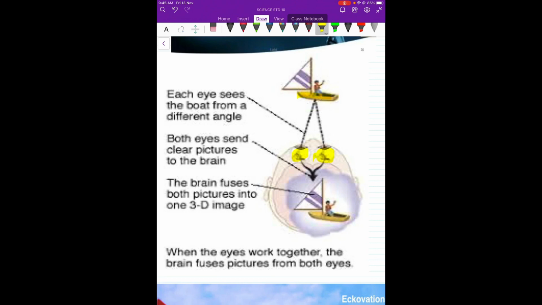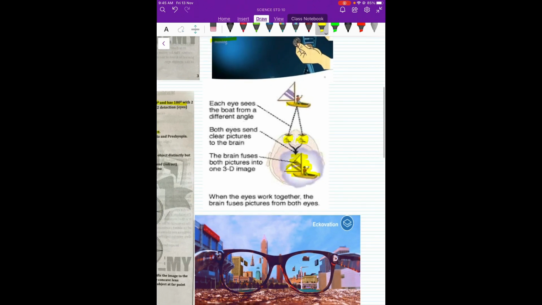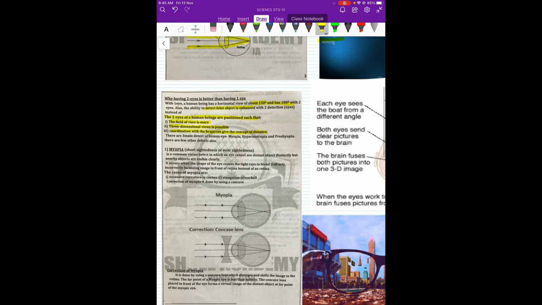Now each eye will see the boat at a different angle. But the signals which reach the brain, the visual lobe of the brain processes them, and it fuses both the images into one single 3D picture. So when both eyes work together, we get one 3D image which makes us feel the real thing. So this is how images are formed.